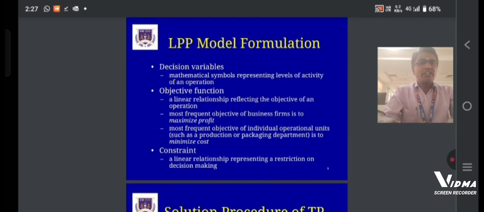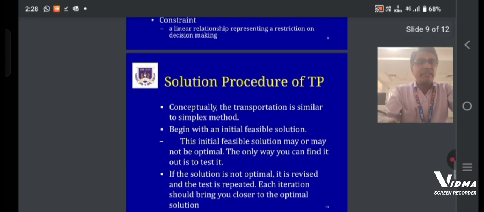LPP model formulation. Decision variables: mathematical symbols representing levels of activity of an operation. Objective function: a linear relationship reflecting the objective of an operation. Most frequent objective of a business firm is to maximize the profit. Most frequent objective of individual operational units such as a production or packaging department is to minimize the cost. Constraint: a linear relationship representing restrictions on decision making.